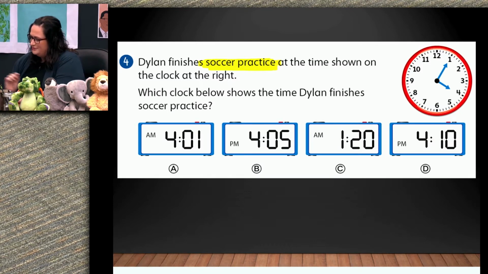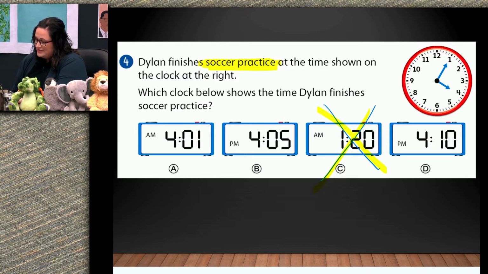Take a look at the clock. Where's the hour hand? It's on the 4. And the minute hand's at the very beginning of the clock. So it's going to be 4 something. What time is it? Is it going to be 1:20? No. We know it's not 1:20, because the hour hand's on the 4.